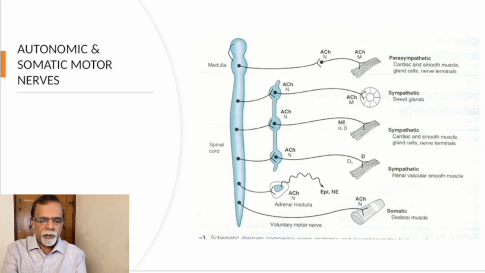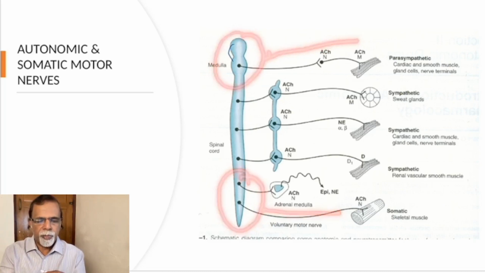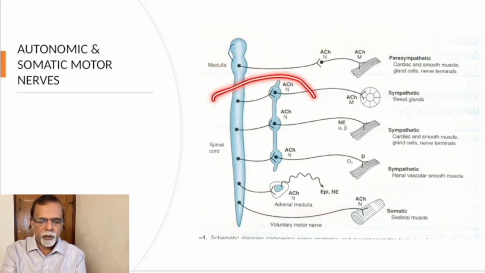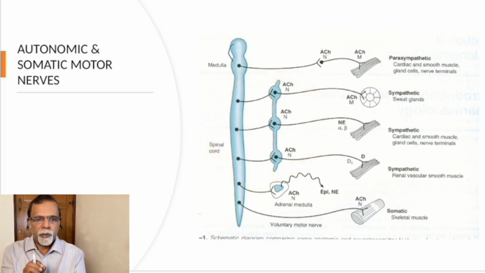The autonomic nervous system has the parasympathetic, which has a craniosacral outflow. That is, outflow is from the cranial and also from the sacral region. Whereas the sympathetic has thoraco-lumbar outflow. That is one of the fundamental things that we should remember.